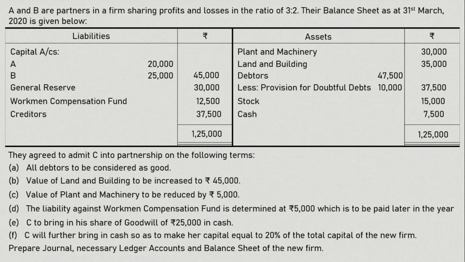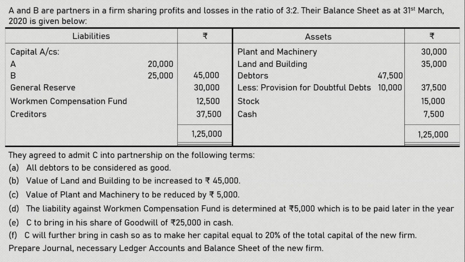A and B are partners in a firm sharing profits and losses in the ratio 3 is to 2. Their balance sheet as at 31st March 2020 is given below. Capitals, General Reserve, Workmen Compensation Fund. This is same as Workmen Compensation Reserve. Creditors, plant and machinery, land and building, debtors, stock, cash.